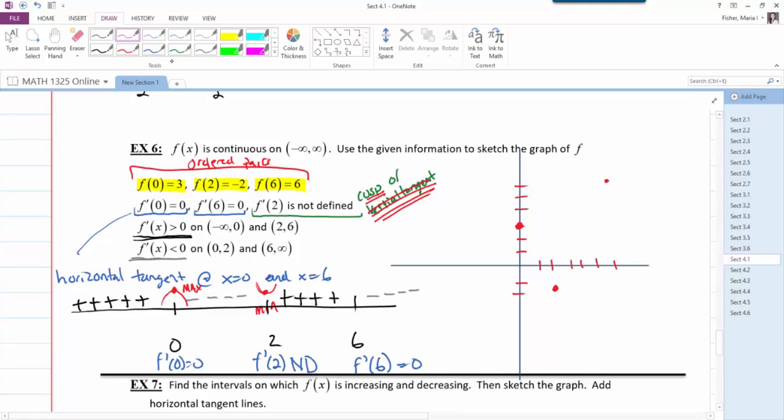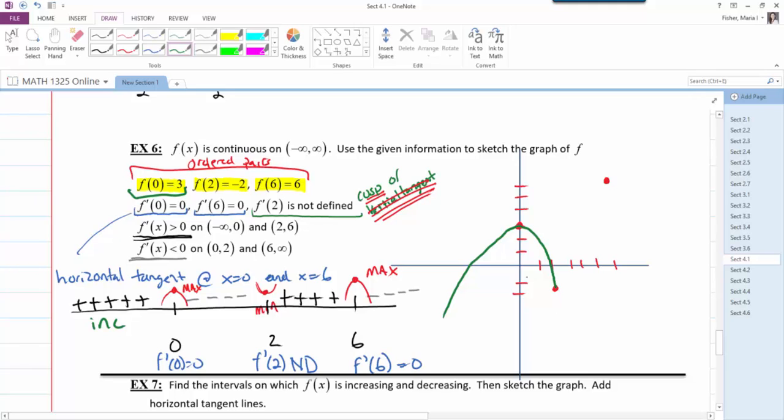And then I go from increasing to decreasing, so I should have another max at this point (6, 6). So let's just draw this. Again, you're told you are increasing here, so I should be going up from left to right until I get to the point (0, 3). And then I'm decreasing, until I get to the point (2, -2).